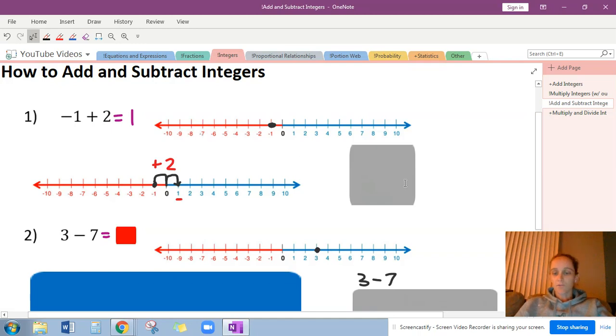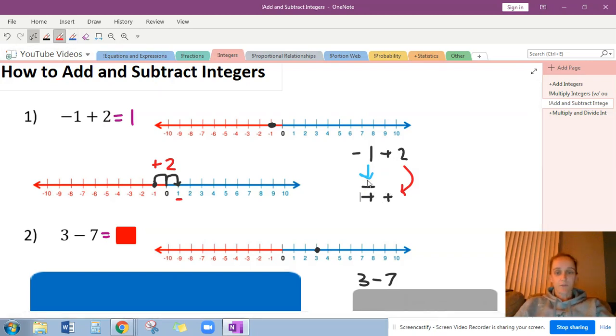The other way I can do this problem is I can get out the positive and negative tiles. So here is -1, so I get out 1 negative. And here's +2, so I get out 2 positives. And then after that, I'm going to circle my 0 pairs. So each time I have a positive and a negative, that equals 0, so it cancels out. And I'm just left with +1, which is the same thing I got when I did my number line. So you can use either method.